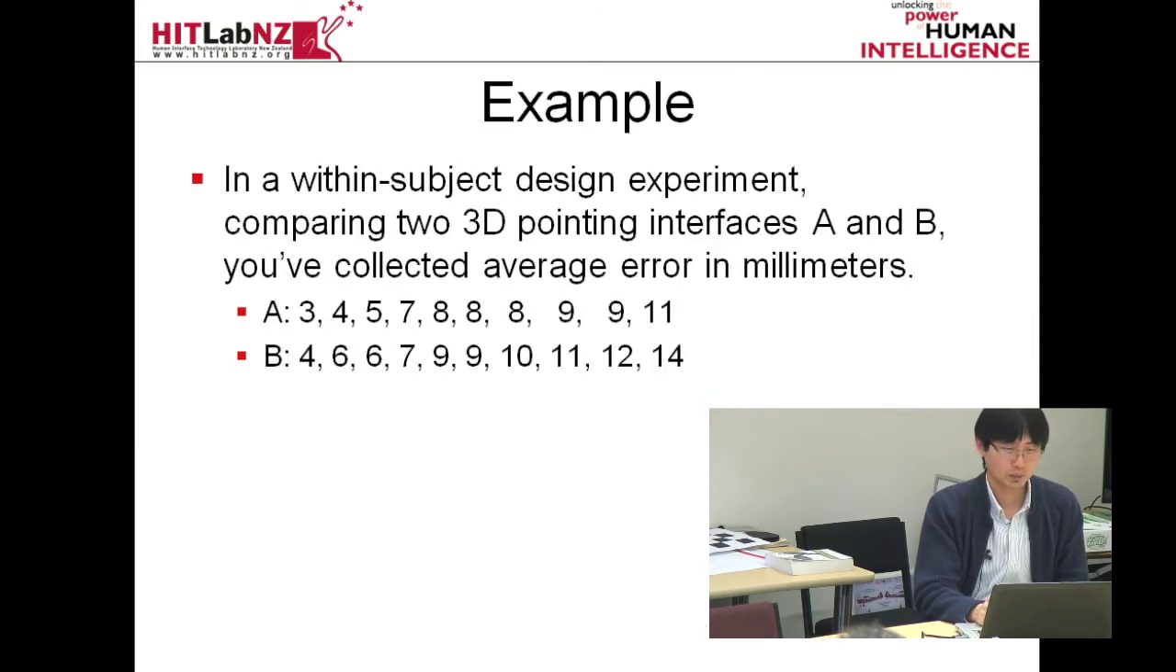So let's dive into an example. Let's say it's a within-subject design, and we were comparing two interfaces A and B, which are, let's say, 3D pointing interfaces. And you've collected average error in millimeters with interface A. These were the reported values, and for B, these were the reported values. Of course, these are the pairs. So the first subject had an error of 3 with A and 4 with B. The second subject had an error of 4 with A, and then 6 using B. So these are the pairs that each subject resulted in.